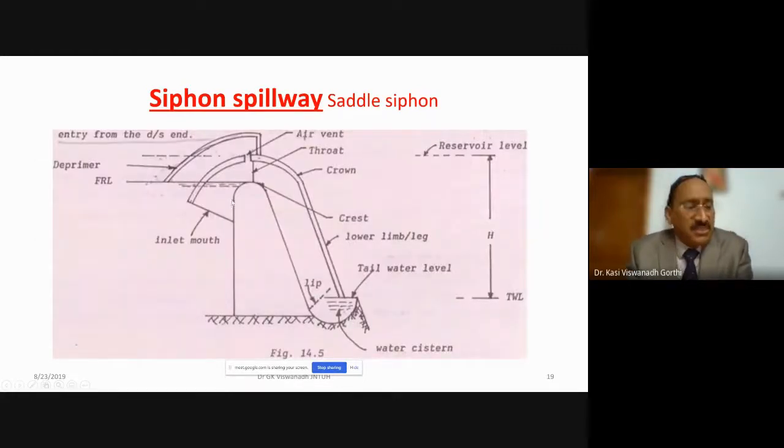So if I say siphon spillway, basically through a siphonic action, you have a spillway here and a siphon pipe which is provided. This is the crest of the spillway and this is the siphon pipe which is provided here. So this siphon pipe draws the water from the reservoir through the siphonic action, allows it to flow through this and reaches the tail race, or tailwater, or downstream side of the dam. So this is how a siphon is provided.